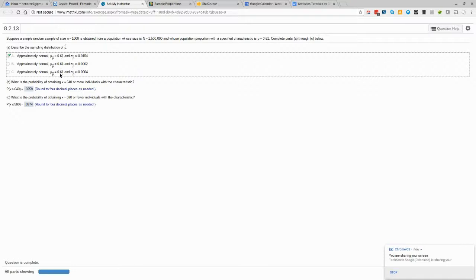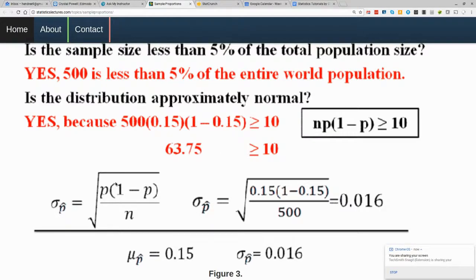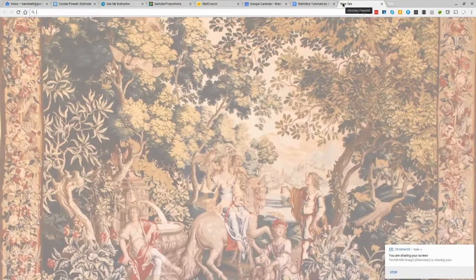which all these have. The standard deviation is just given by a slightly different formula than we have for the mean. So it's just this formula right here. We just take the square root of p times the complement of p, right? 1 minus p, divided by the sample size. Okay, so we just do that real quick, figure out what that is.